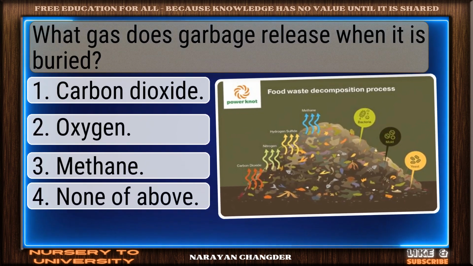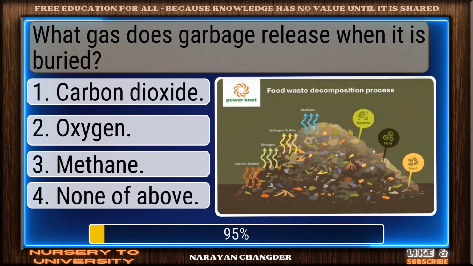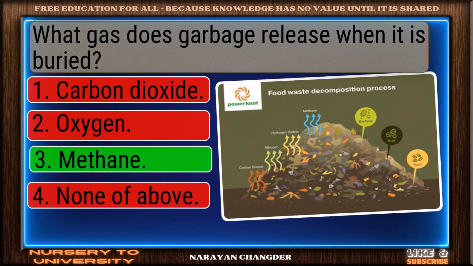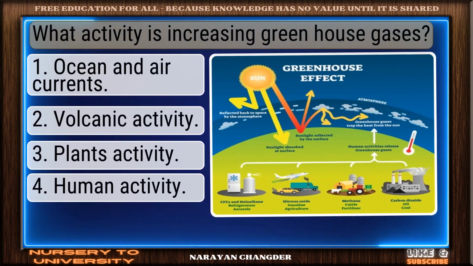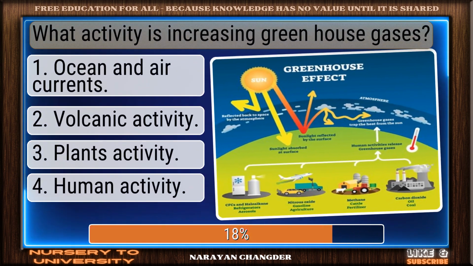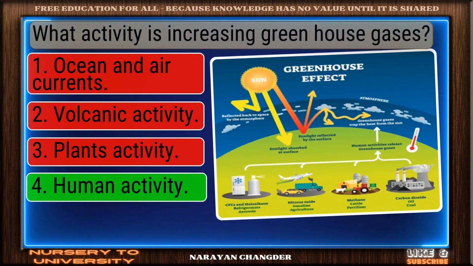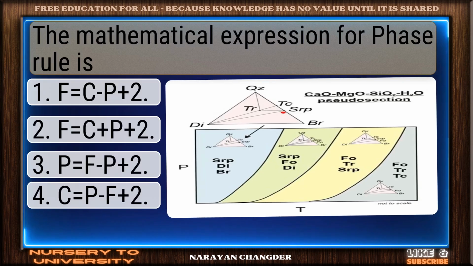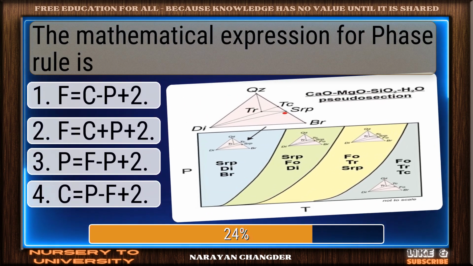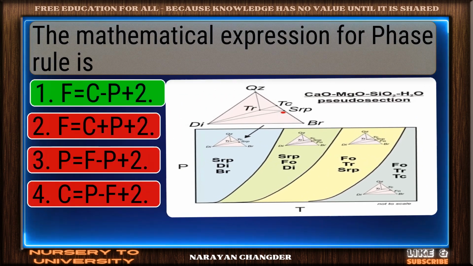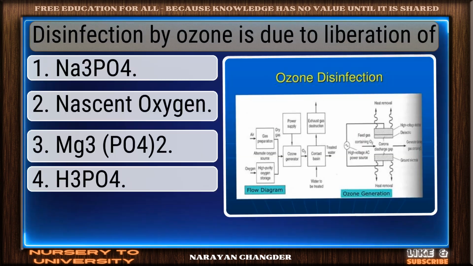What gas does garbage release when it is buried? Smart move. Methane is an accurate answer. What activity is increasing greenhouse gases? Good job. Your answer human activity works well here. The mathematical expression for phase rule is. Well done. F equal to C minus P plus 2 is the right choice.